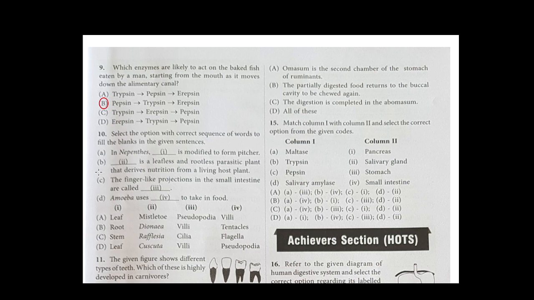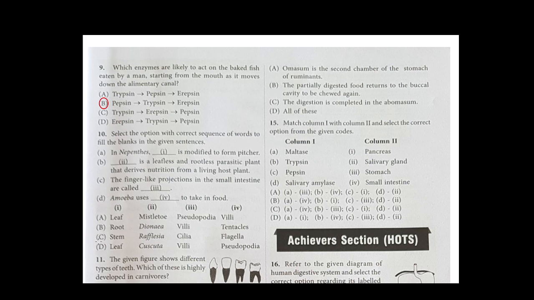Now the 10th question says: select the option with the correct sequence of words to fill in the blanks in the given sentences. The option A is in Nepenthes dash is modified to form pitcher. B, dash is a leafless and rootless parasitic plant that derives nutrition from a living host plant. C, the finger-like projections in the small intestines are called dash. And D, amoeba uses dash to take in the food.